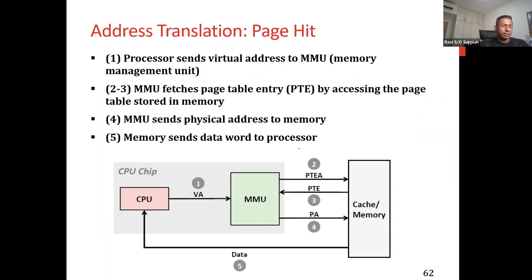So let's look at address translation. In terms of address translation, we have the page hit. When you talk about a page hit, what happens? You send out the virtual address to the MMU. Then you fetch from the page table, which is over here. So you first send the address over and then capture the actual mapping of the virtual to the physical address. That is steps two and three. Once I get the actual address, I send it out and then I get the actual data here.